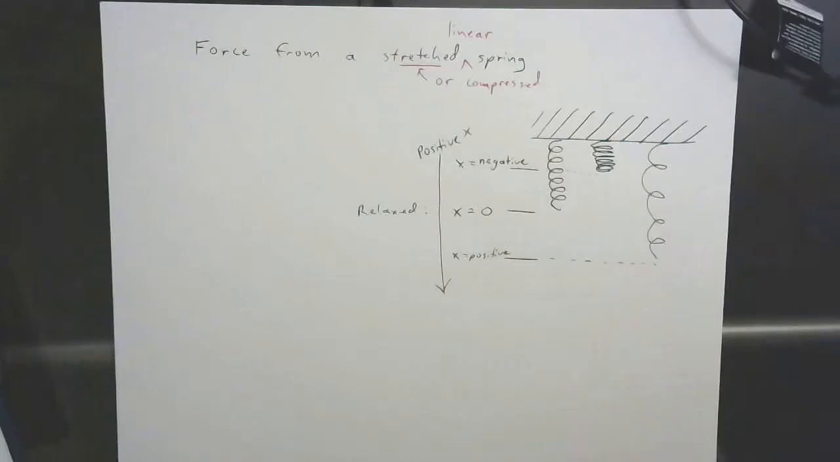Let's think about springs. All right, let's think about springs, which are coiled pieces of metal strips. But really, springs are everywhere.